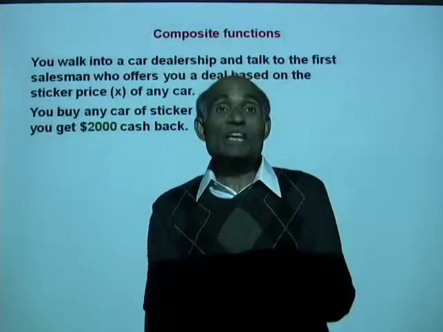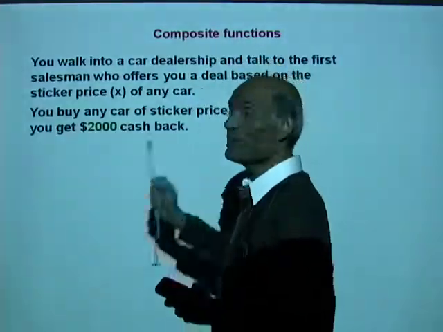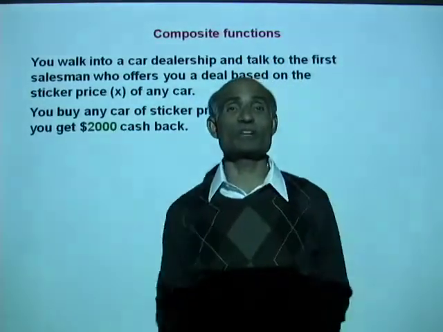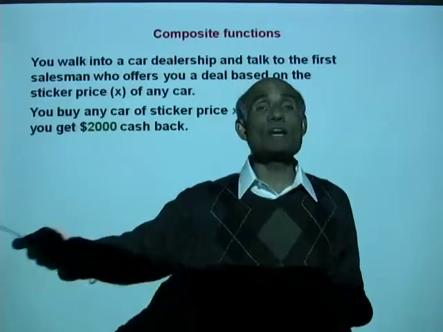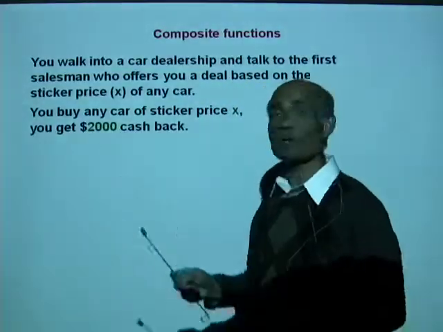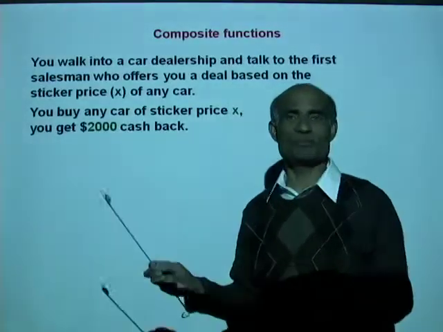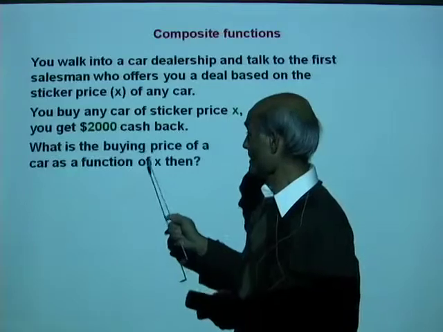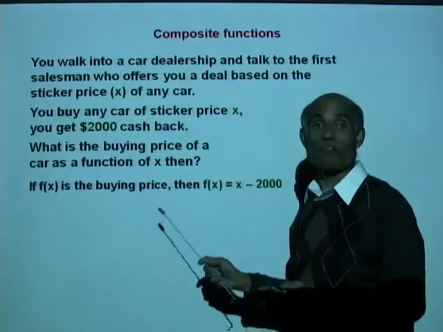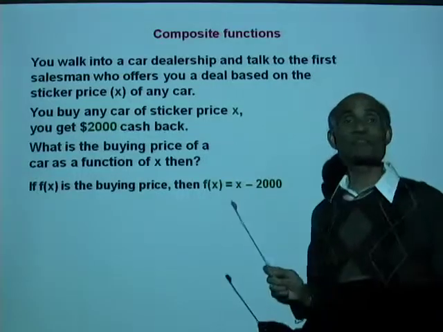So, there he is actually defining a function for you. X is the variable because there are so many cars in the dealership. So you can go and pick any car you want where X is the sticker price. Tell me, what is that function? What is the function that salesperson is offering you? Well, that function is f of x equal to x minus 2,000.